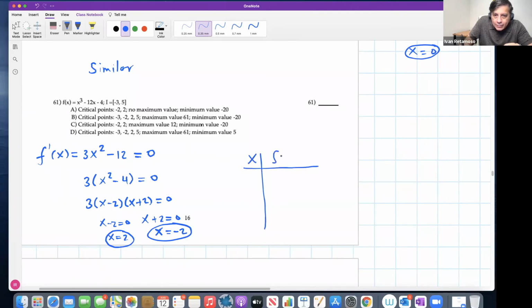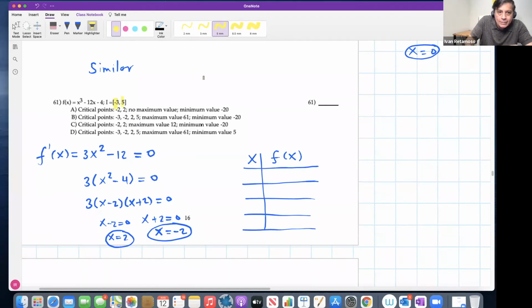X here, f of x here. On that table, you are going to start by using your endpoints. These are the endpoints, right? -3 and 5. So these guys will go here and here. -3, 5. And in between, the critical points that fall in between, right?